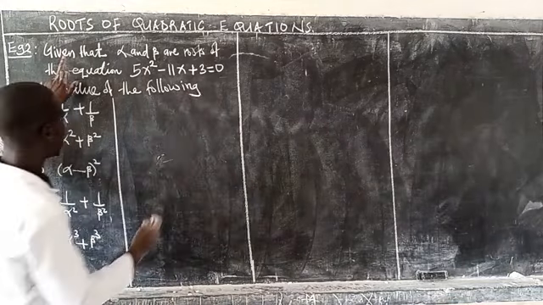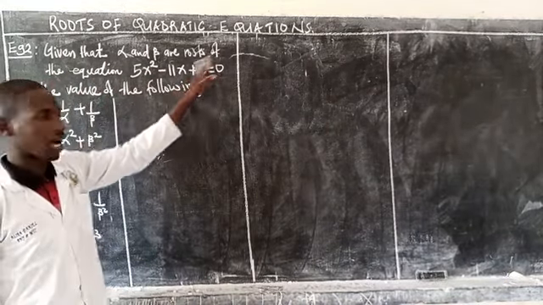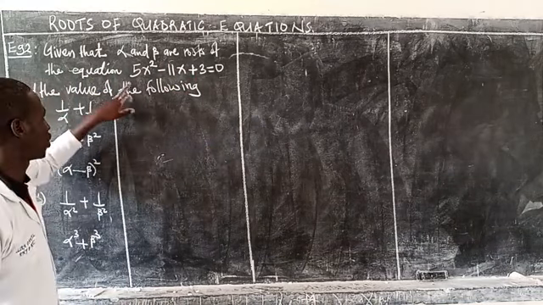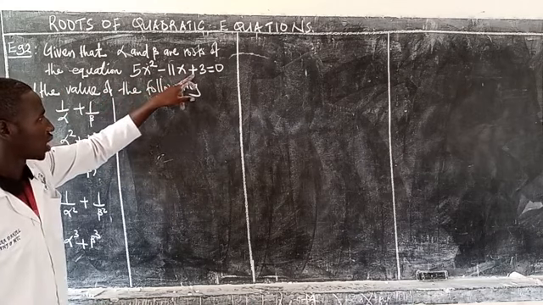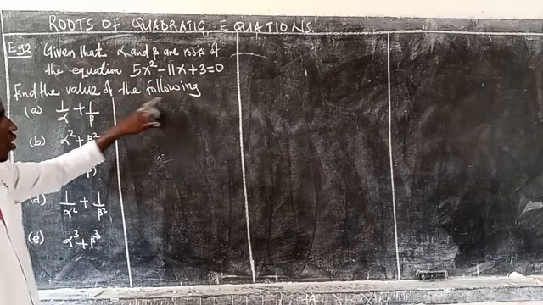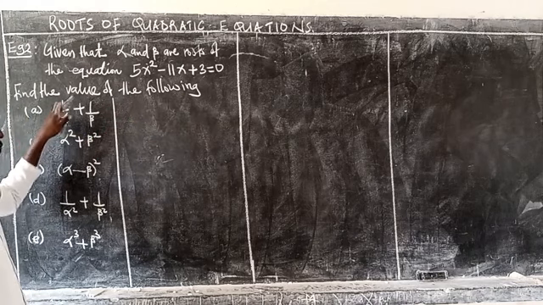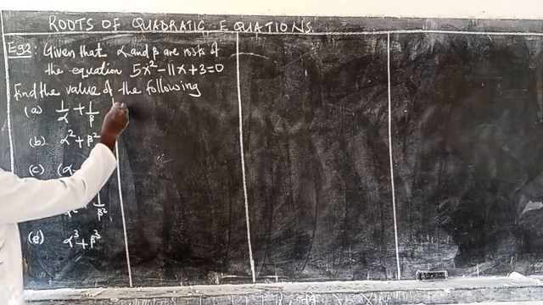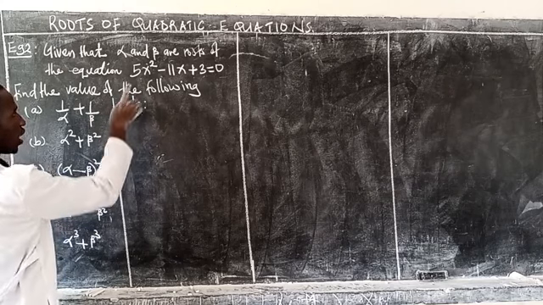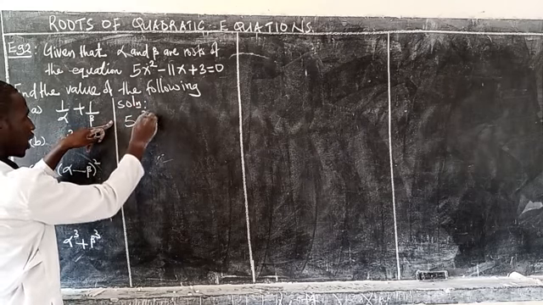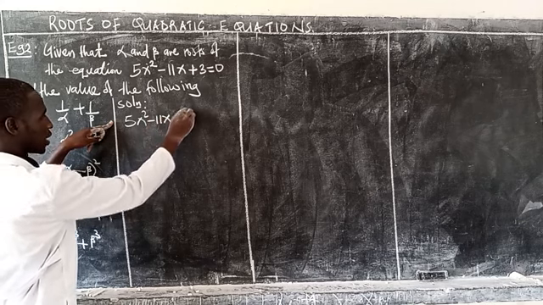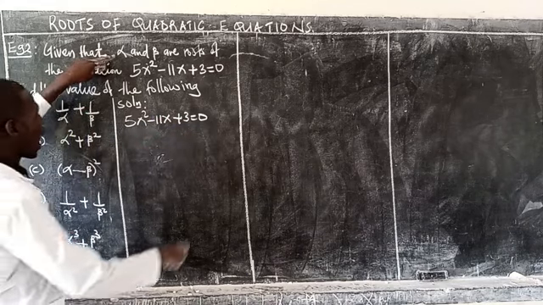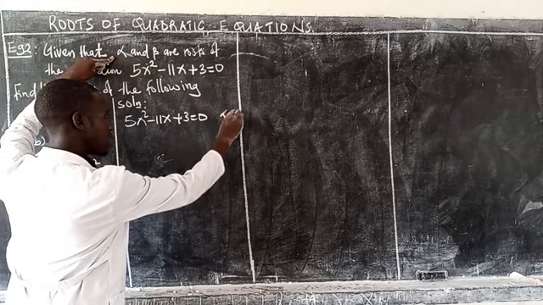The question says, given that alpha and beta are roots of the equation this. Please, if alpha and beta are the roots of the equation 5x squared minus 11x plus 3 equals 0, find the value of the following: 1 out of alpha plus 1 out of beta. And then the question continues down. So in my solution, I'll first write this expression. 5x squared minus 11x plus 3 equals what? 0. They're saying the roots to this equation are alpha and beta.